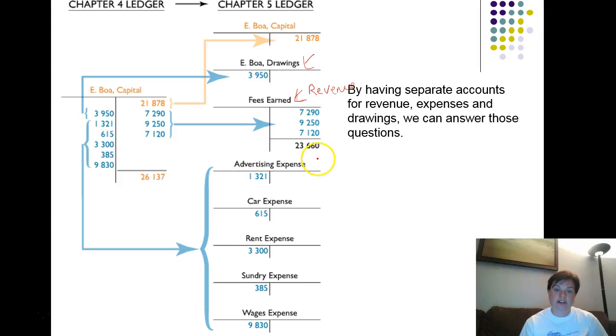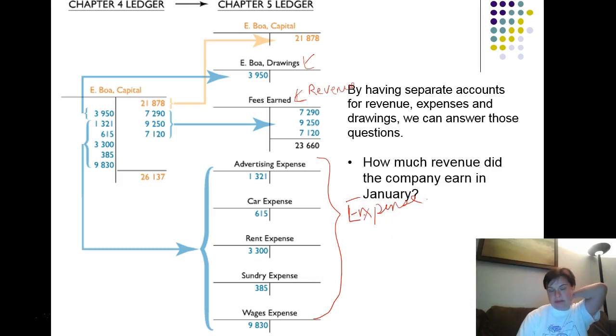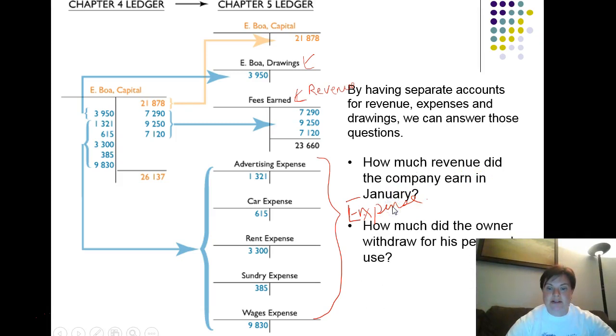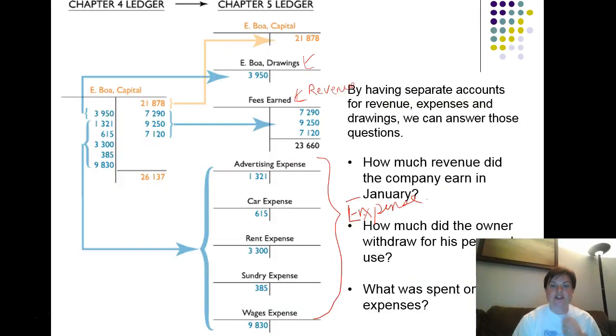And we have all of our expenses. We're always going to have a whole number of expense accounts. So now we know what we've spent our money on. Oh no, I'm not going to be able to delete this. Hold on, let me see. Okay, I'm just going to go over top of it. So the question now is, how much... oh, I know what I can do. Oh no, sorry, I can't delete that.